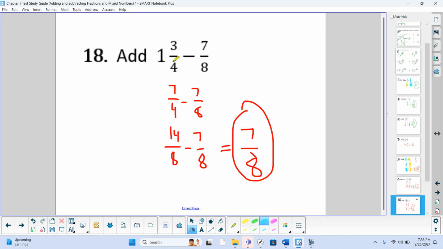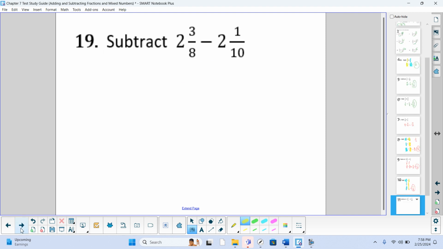I'm going to give my old reminder. 1 and 3/4 is equal to 7 over 4, which is equal to 14 over 8. And clearly 7/8 is going to equal itself, 7/8. So when I have my common denominator of 8, I can do 14/8 minus 7/8 equals 7/8.